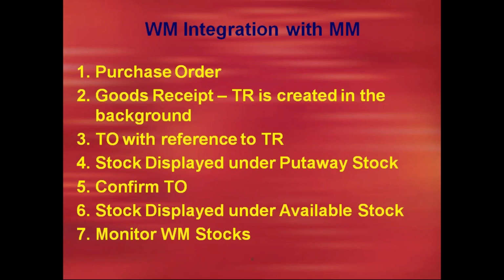So first, the business starts of the WM with integration with materials management. So company is in need of a material, therefore company creates a purchase order and it will be sent to the supplier. As per the PO information, the supplier sends the material to the company and we create a GR. Once a GR is created against the purchase order, as a result, TR is created in the background.